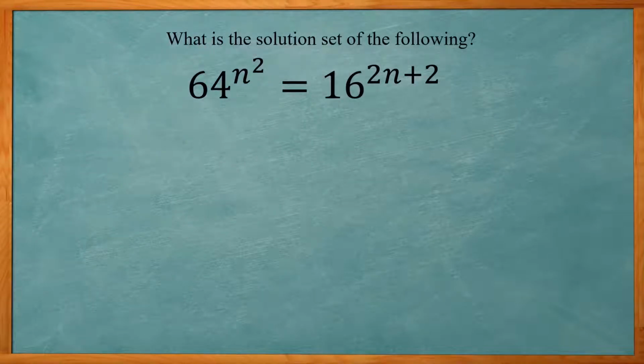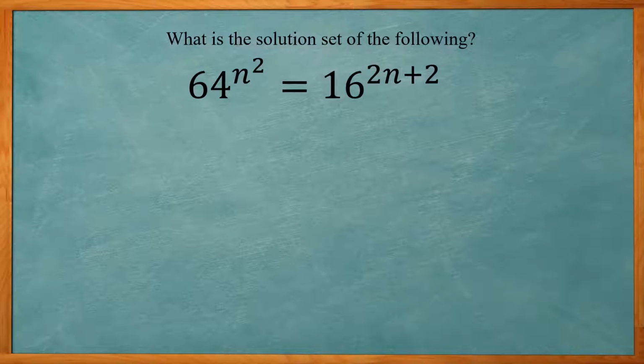So here it says, what is the solution set of the following? Alright, so we have 64 raised to the n squared power equal to 16 raised to the 2n plus 2 power. When we have a problem like this, we want to get those numbers, the 64 and 16, to the same base. Now if you know your squares and cubics, 64 is some power of 4. 4 raised to the third power, and 16 is 4 raised to the second power.